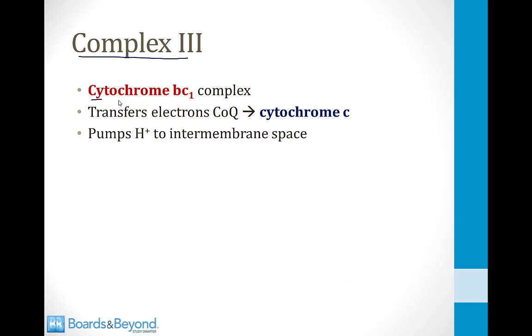It is also called cytochrome BC1 complex. And the job of complex 3 is to take those electrons from coenzyme Q and transfer them to another shuttle for electrons called cytochrome C. Just like coenzyme Q shuttles electrons between complexes 1, 2 on the way to 3, cytochrome C is going to shuttle electrons from complex 3 to complex 4. In the process of doing this, it will pump hydrogen ions into the inner membrane space.